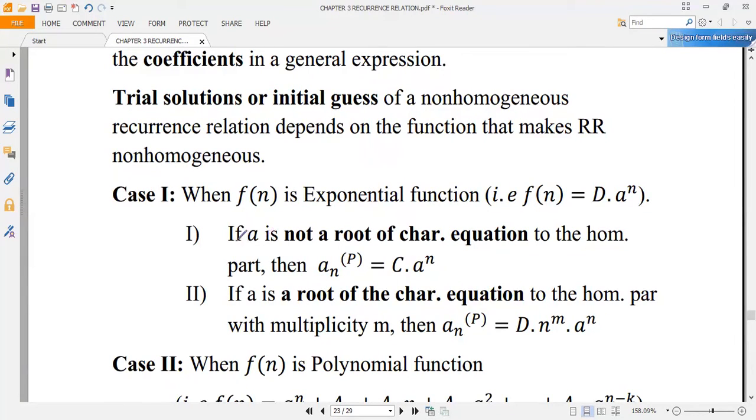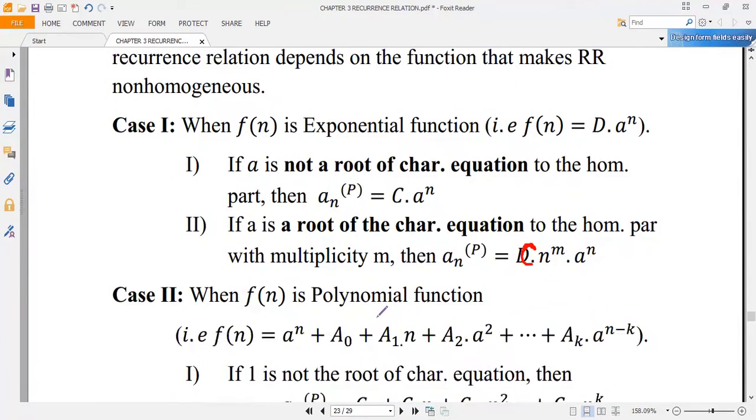in base a, there are two cases. If a is not a root of the characteristic equation of the homogeneous part, then the particular solution, the initial guess, will be taken as c times a to the power of n. If a is a root of the characteristic equation of the homogeneous part with multiplicity m, then the initial guess will be taken as c times n to the power of m times a to the power of n, where m is the multiplicity of the root a.